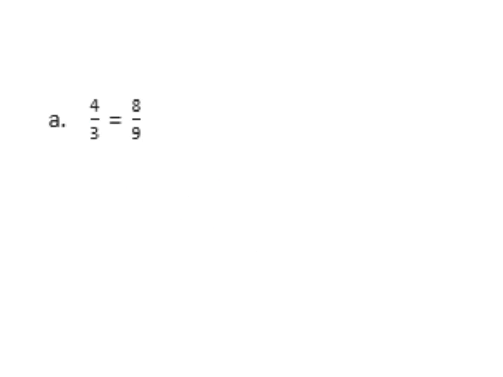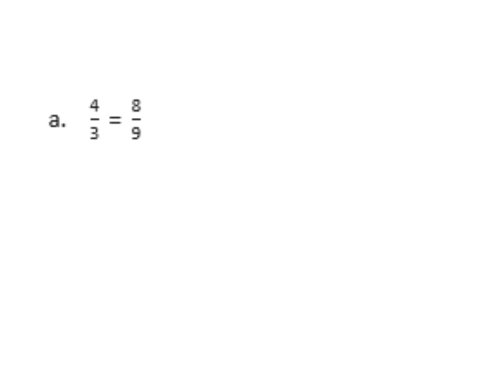We're going to skip number 4 and go straight to number 5. It says, determine which of the following are true number sentences. Correct those that are false by changing the right-hand side of the number sentence. Look at letter A. We have 4/3 equals 8/9. Is there anything we can multiply 4/3 by to get 8/9? Remember, it needs to be the same number for both the numerator and the denominator.